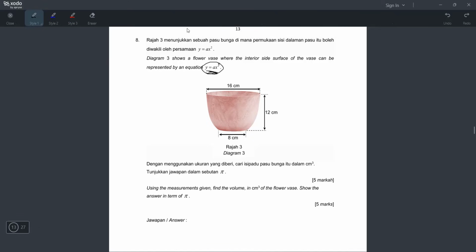Look at the equation: y equals ax squared. Definitely it's a U shape. Even though I don't know the a, I will know for sure it's a U shape. You know why? Because it's a bowl. They already say the inside surface follows this equation. So definitely the bowl must look like this, right?